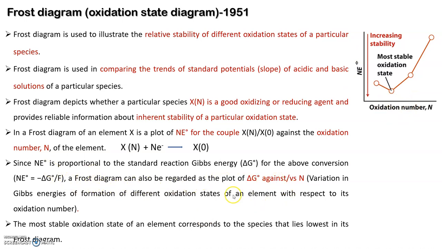You can go through this part, it is written here. Another thing, we can find the stability. Suppose this is the oxidation state of a species in 4 different oxidation states. Since this species is lying lowest in the Frost diagram, this oxidation state will be the most stable one.